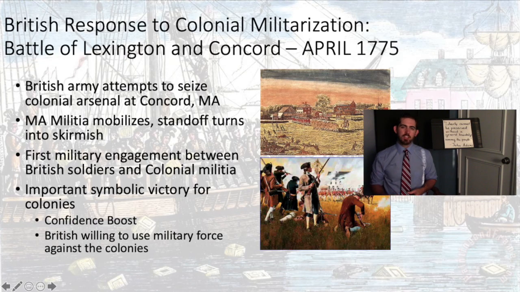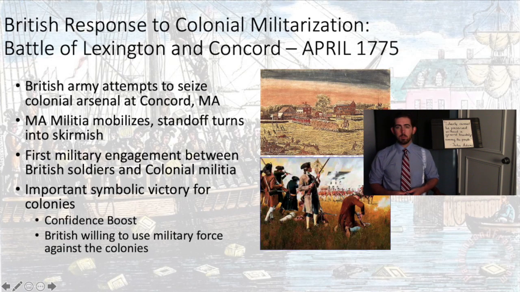The first shots of the Revolutionary War were fired there. At the Battle of Lexington and Concord, the Massachusetts militia was able to turn the Redcoats away. This was not a significant strategic victory, but it was a massive symbolic victory. It demonstrated that the colonies were capable of standing up to the British Army. And it also signaled to the other colonies that Britain was willing to use its military against its own subjects in the colonies.